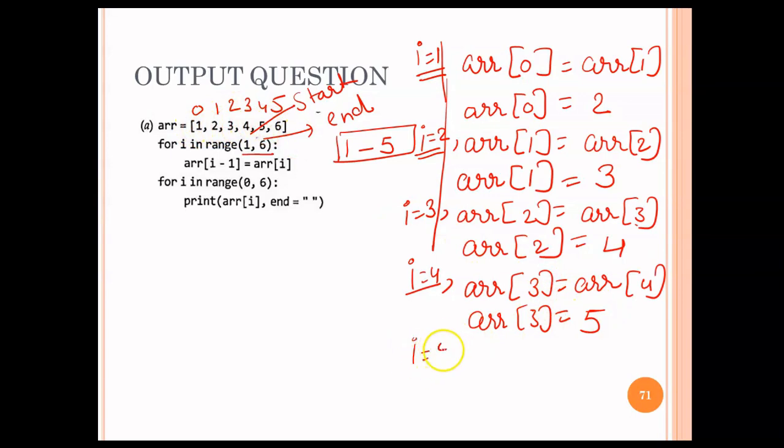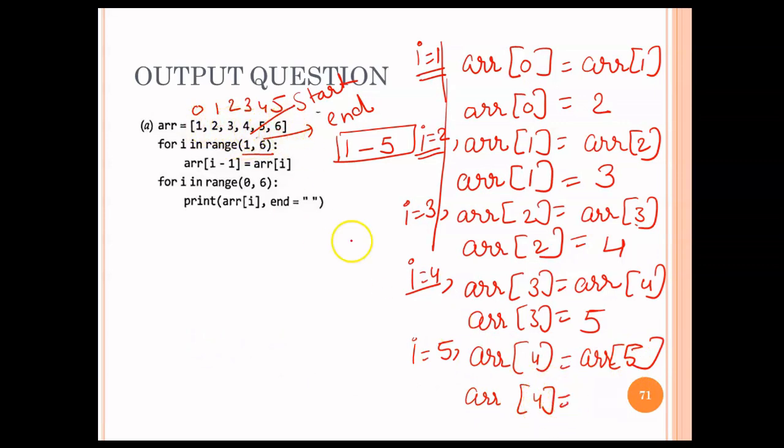Now i is equal to 5. So we have arr[4] is equal to arr[5], and arr[5] is 0, 1, 2, 3, 4, 5, which is 6. So the elements have been replaced here. Now we have to display all the values. You can check it out. We are printing the values, and this time the loop is working from 0 to 6, so it will actually work from 0 to 5.